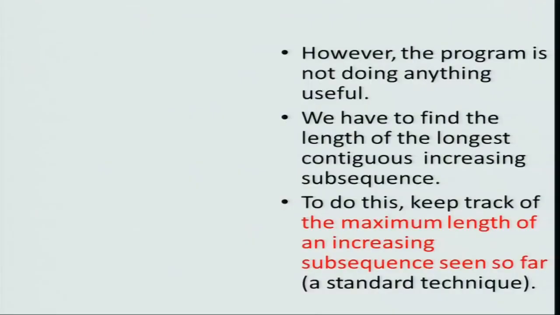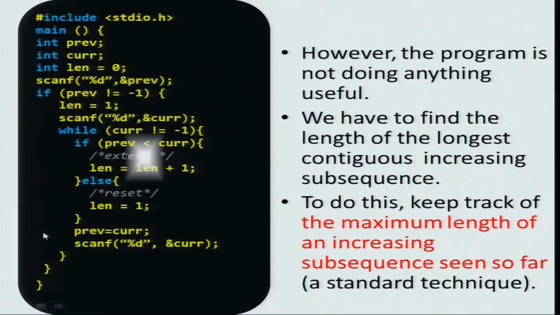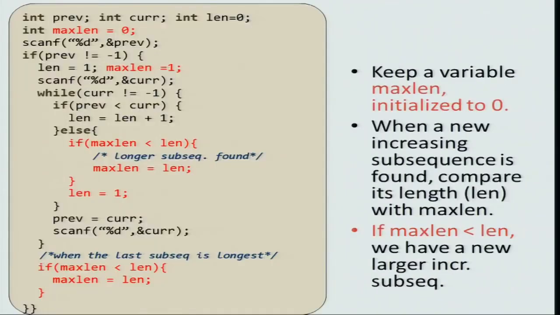Also, we have the current sequence, right? Now, all we need to do is check whether the current sequence is longer than the previously known longest one. So, for this what we do is keep track of the maximum length that we have seen so far. This is a standard technique in programming. And how do I do that? Let us modify the program a little bit.